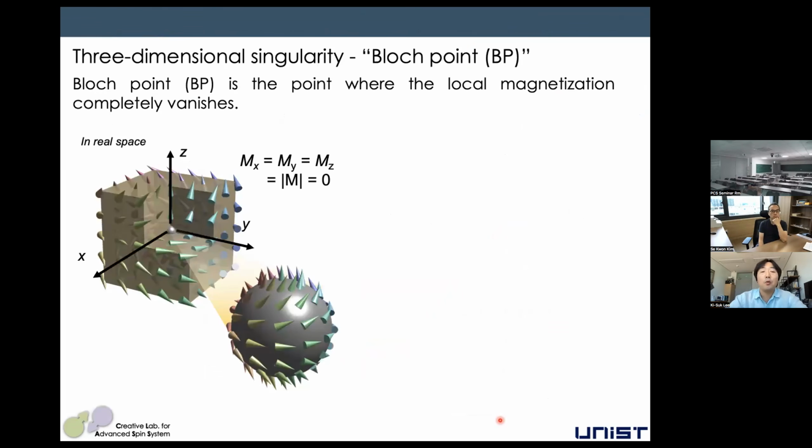Okay, and we can define the type of Bloch point based on the topological charge. The Bloch point doesn't have a magnetic moment, but you can define the topological charge by integrating the magnetic configurations around the Bloch point, using the same equation which we used before, the skyrmion number. The skyrmion number of the Bloch point can have an integer value, plus or minus 1 as an example.